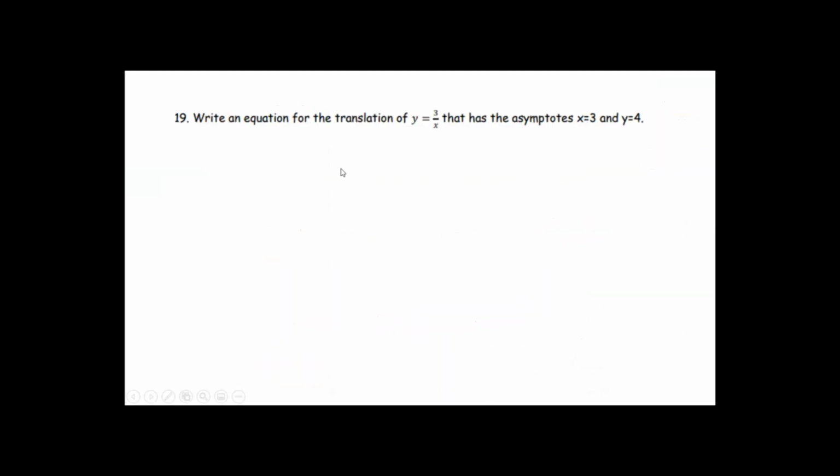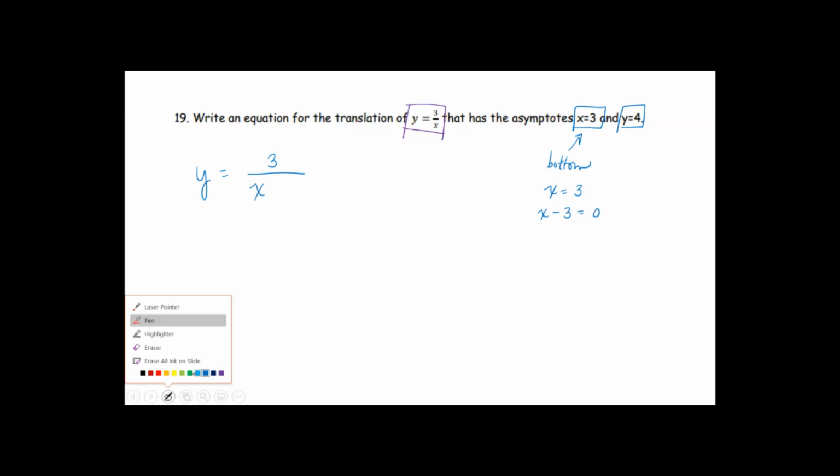All right, number 19 then. We're going to write an equation for the translation of this function so that it has an asymptote at x equals 3 and a horizontal asymptote at y equals 4. Okay, so here we go. Here's our equation they gave us. In order to get the asymptote at x equals 3, that's going to be in the bottom of our fraction. And so we have x equals 3, but we want to have x minus 3 in our denominator. So I'm going to make that change, put a minus 3 there.